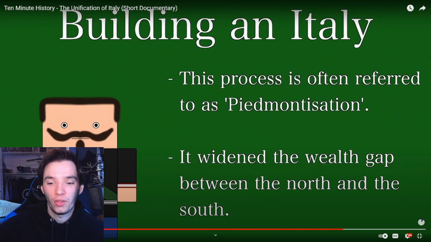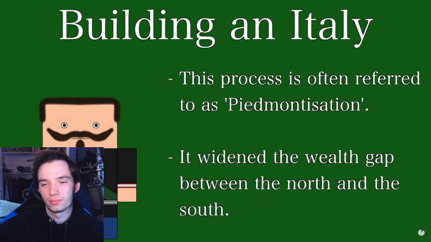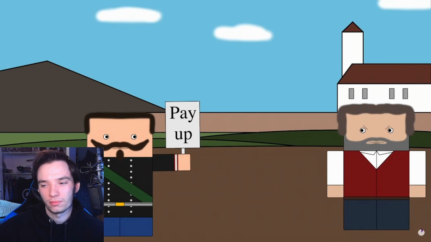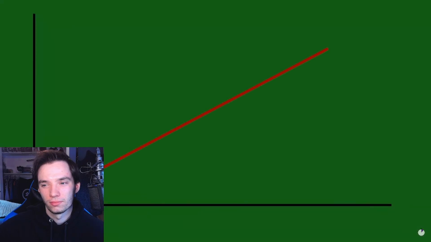It widened the wealth gap between the north and the south. Oh, that's always lovely when the wealth gap widens between areas. Totally doesn't cause issues. Southern manufacturing couldn't compete with the more industrialised north, and thus it was devastated. Furthermore, those in the south had to now help pay off Piedmont's debts from its wars with Austria. Taxes rose substantially and the government cracked down fiercely on any dissent.